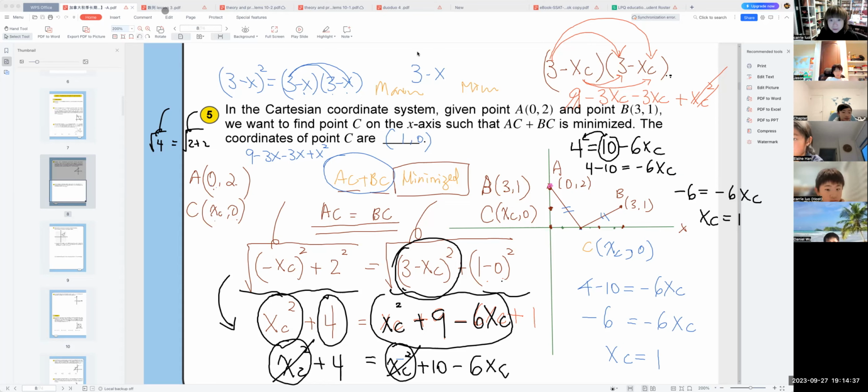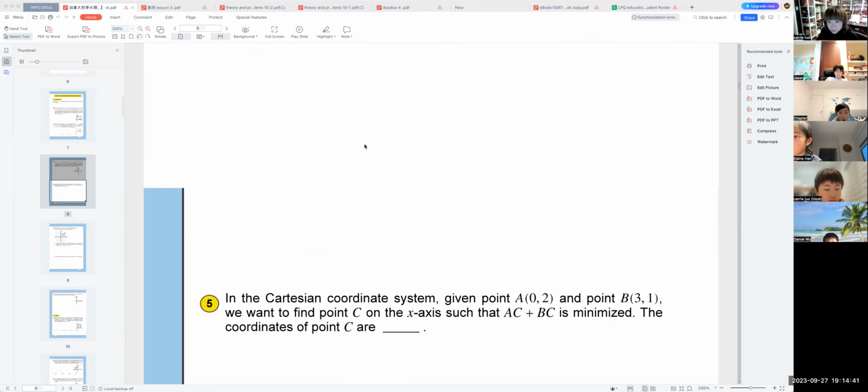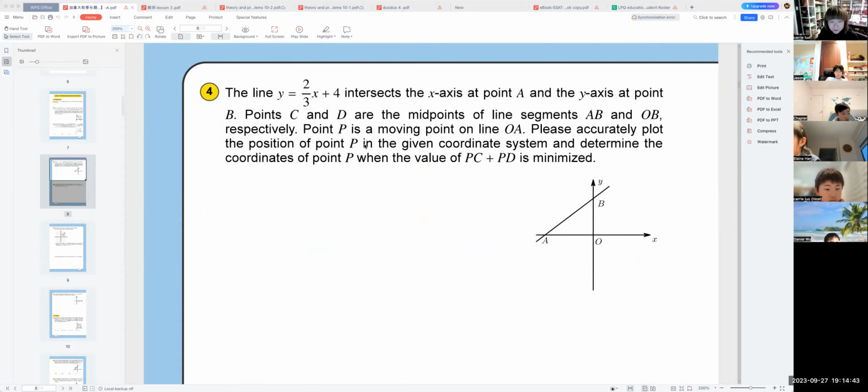Get it, everybody? Yes. Okay, so this is just a calculation. So now let's move forward to number 4. We have a line y equals 2 over 3x plus 4 that intersects the x-axis at point A and the y-axis at point B. Okay, so we have this one, y equals 2 over 3x plus 4.